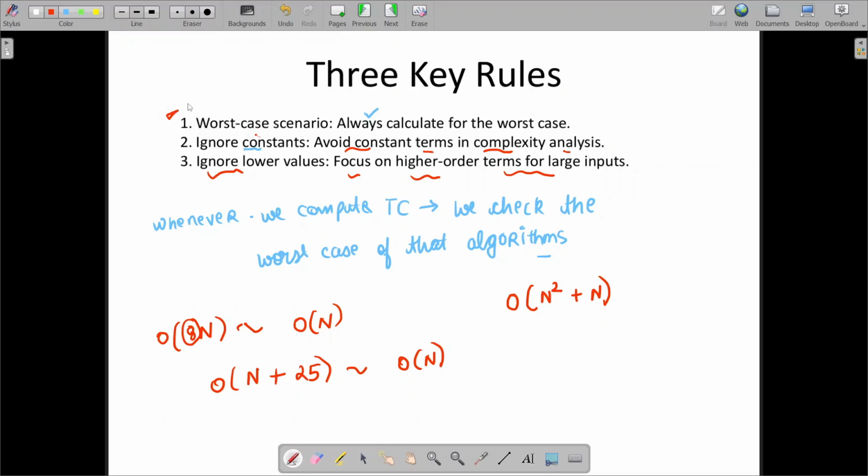Don't judge on the basis of the best case. We judge on the basis of the worst case scenario. Ignore the constants, and ignore the lower-order terms. I talked about O of n squared plus O of n: because O of n squared is always greater than n, we ignore that term to make our life simpler. You can write it that way too; it is also not wrong.